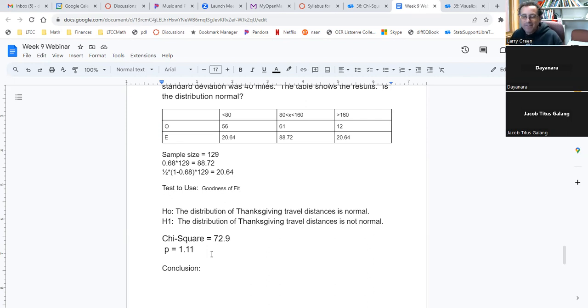In fact, this happened on the discussion post assignment that I graded today. Somebody wrote down that the p-value was something like this. What's wrong with this? This can never happen. You can never have a p-value of 1.11. How come?